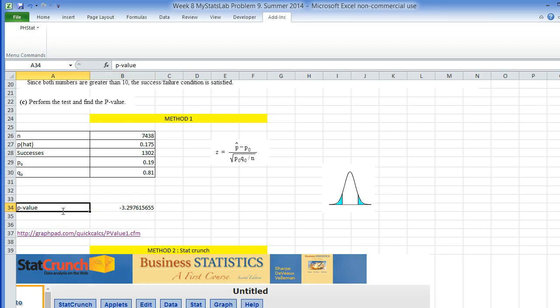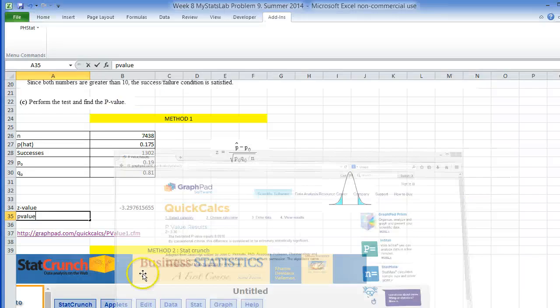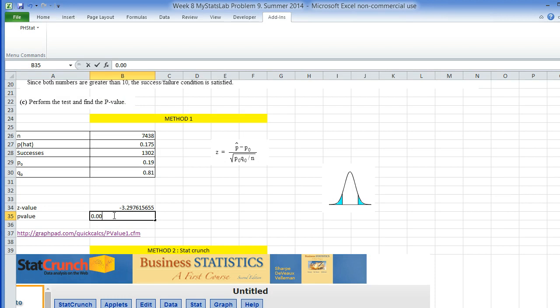This actually is the z value, and the corresponding p value we found from using the website was 0.001. Alright, so that's the first of 3 methods.